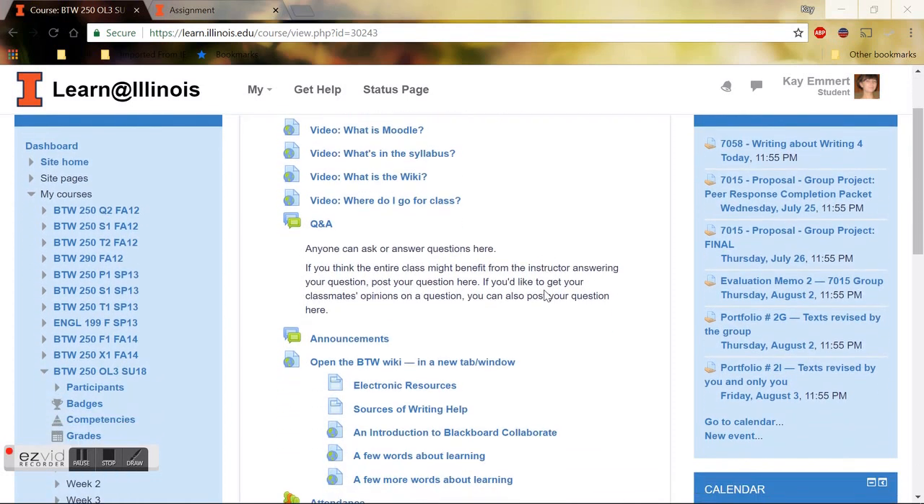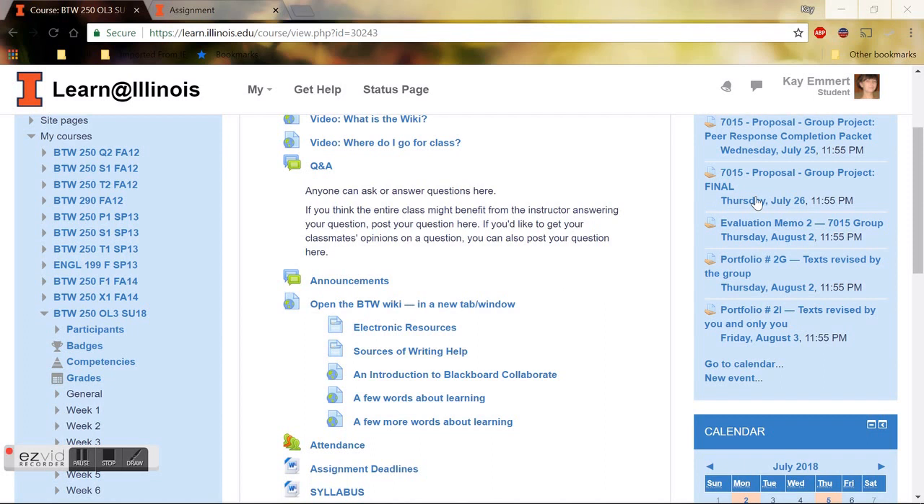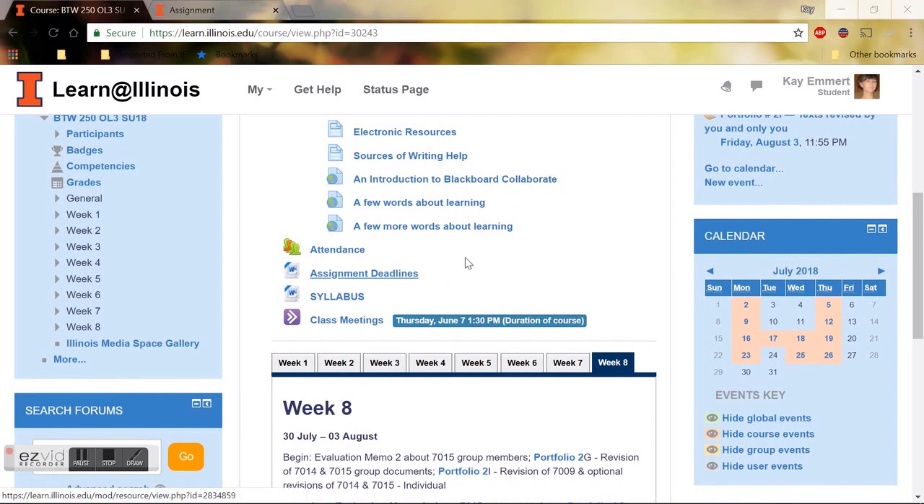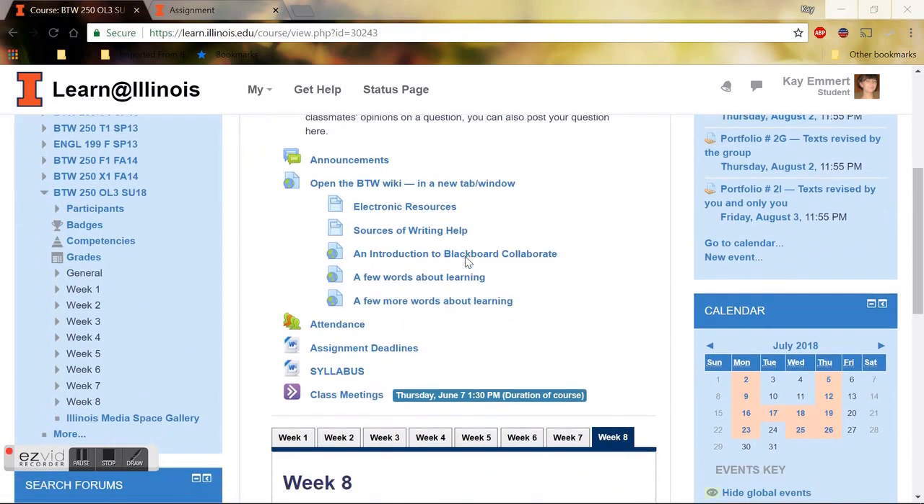So this is a memo, and it's the second of these, so it's very similar to the one you've already done about 7014. And as you can see, I've pushed the deadline so that evaluation memo 2 is due about the time that you are finishing Portfolio 2G, because I want to be able to get your full assessment of how the group has worked together during the entirety of your group project, including through revision.